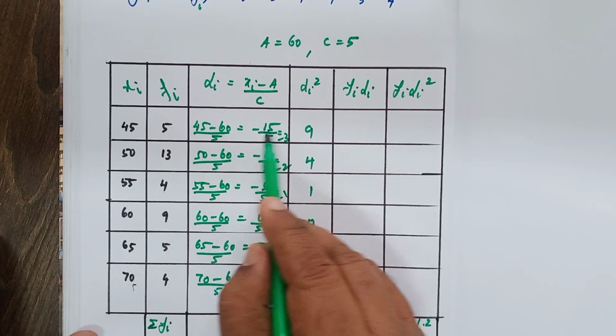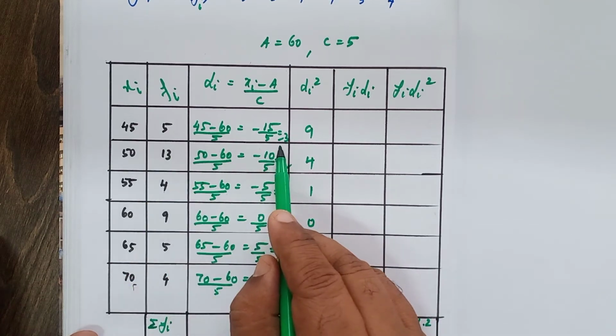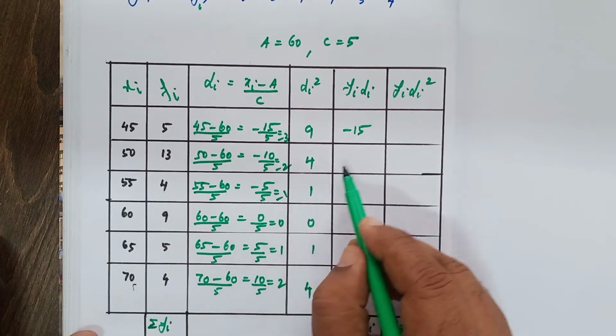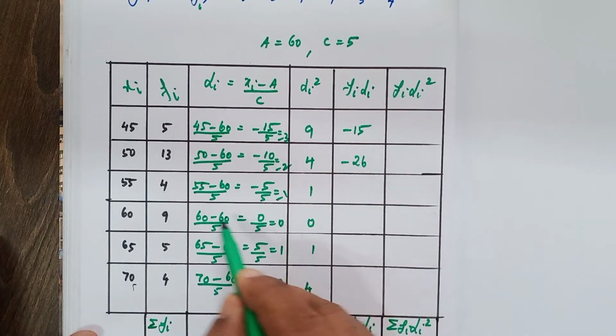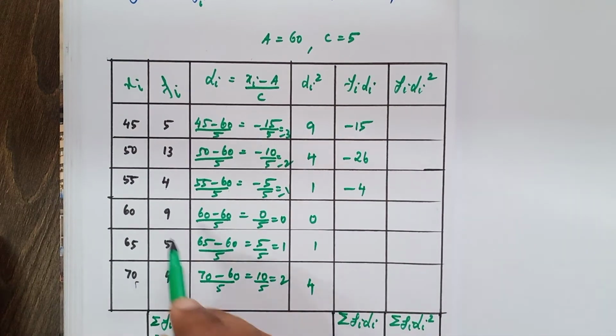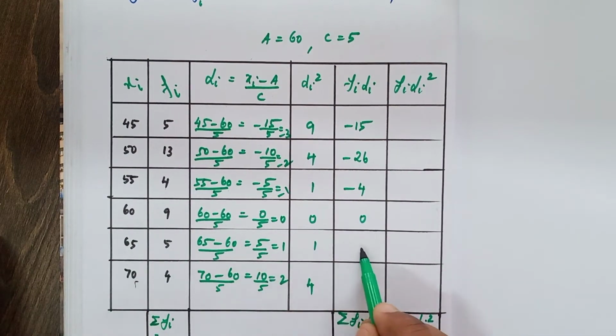Fi into di. F values here, d values here. You have to multiply 5 into minus 3, minus 15. 13 into minus 2 is equal to minus 26. 4 into minus 1 is equal to minus 4. And 9 into 0 is 0. 5 into 1 is 5. And 4 into 2 is 8.